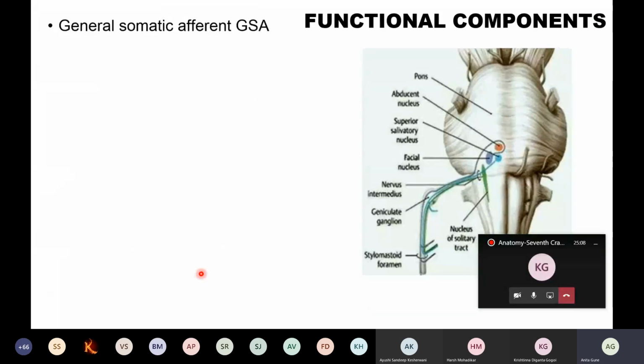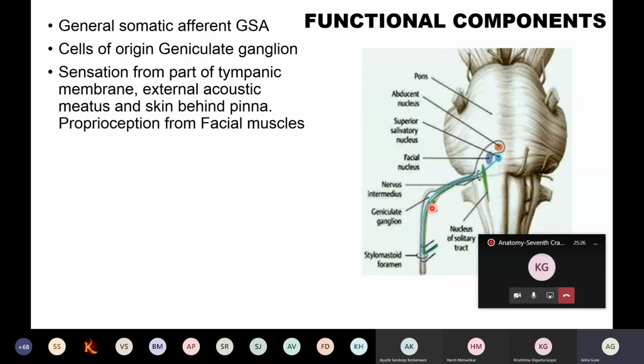Now, the afferent components to it, that is a sensory component to it, are general somatic afferents. That is, if you see, there is a ganglion situated over here. After the nerve arises, there's a ganglion. This ganglion is called as geniculate ganglion. The sensory fibers are arising from the geniculate ganglion. What are the general somatic afferent? It is carrying afferent from the tympanic membrane, external acoustic meatus, skin behind the pinna, and also the proprioceptive fibers from the facial nerve. They will come and relay in this geniculate ganglion and then go inside.